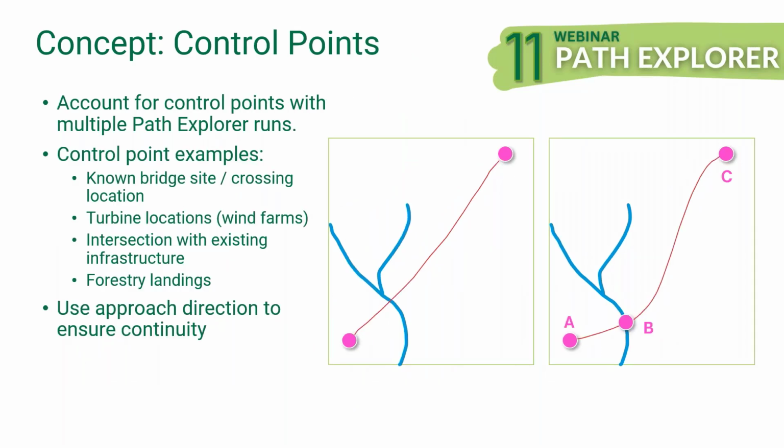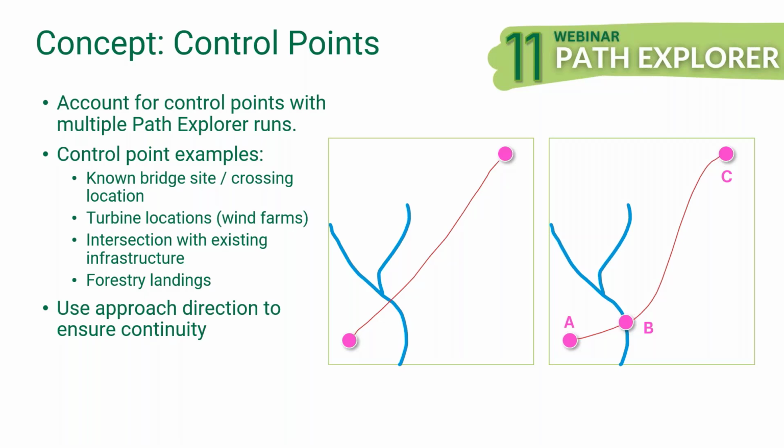The other concept we wanted to introduce here in the upfront part is this concept of control points. So Path Explorer runs between A and B. But you can account for control points through multiple path exploration runs. You can then select the features you want. You can even join them and then take them into location as one feature.